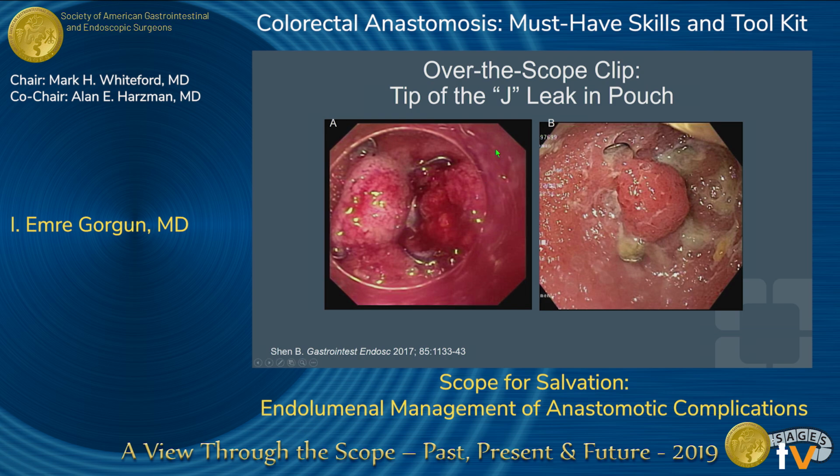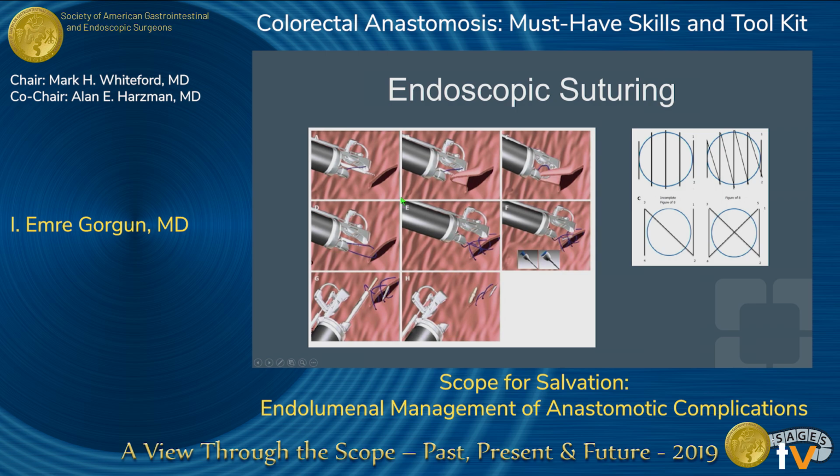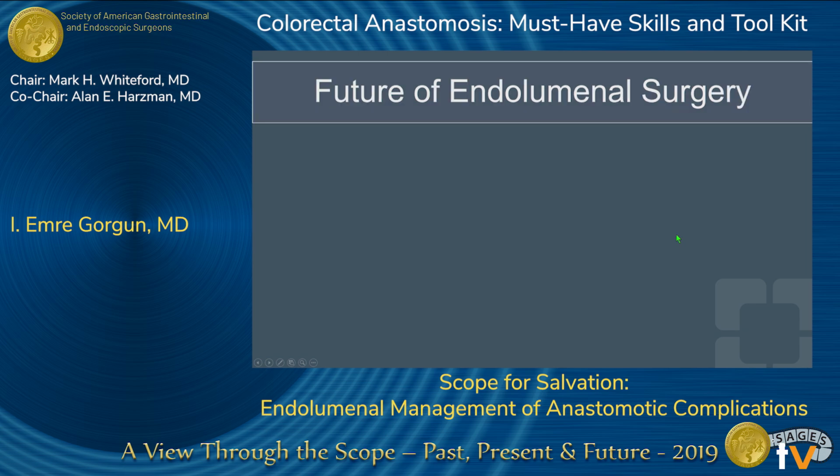This can be done also for the J-pouch leaks as well, even though it's small bowel; this is successfully applied. How about endoscopic suturing? As most of us know, Apollo has this dual channel device. You can certainly do endoscopic suturing. You can do different patterns of suturing, figure of 8, or in a straight continuous fashion.